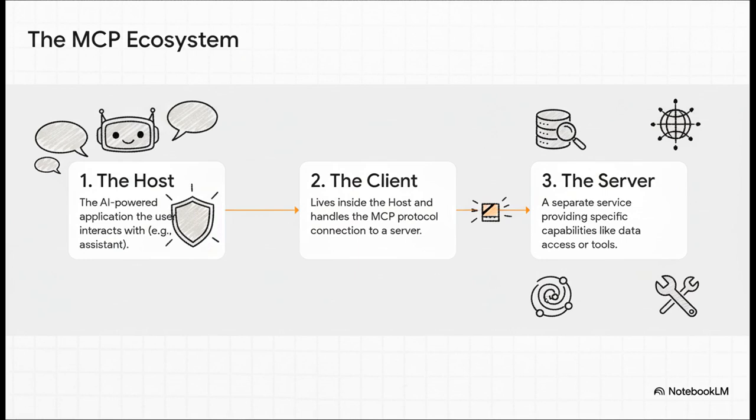First up, you've got the host. This is the app you're actually interacting with, right? Like a chatbot you're typing into. Now, living inside that host is the client. The client's whole job is to be the translator, to speak that special MCP language. And then finally, you have the server. This is a totally separate service that provides a specific skill, like, say, fetching data from a database or searching the web. And this separation is absolutely crucial. The host and client are the brains, doing the thinking, and the server is the hands, doing the actual work.